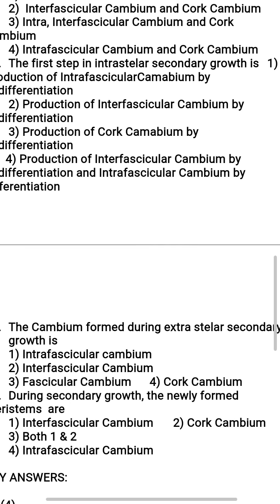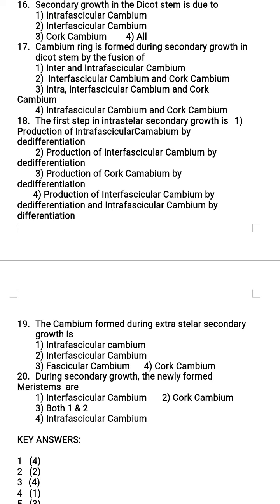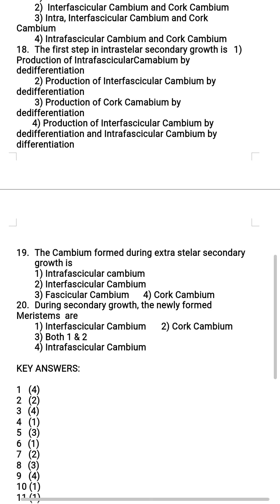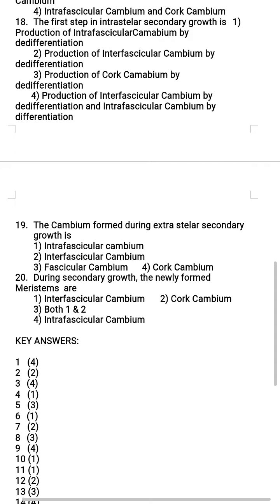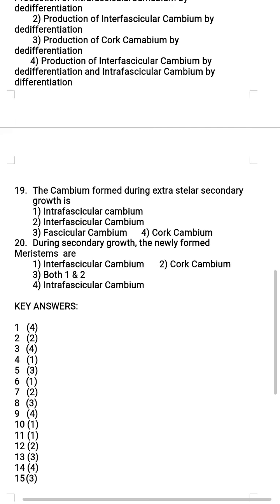Then the 19th question. The cambium formed during extrastellar secondary growth is: first option, intrafascicular cambium; second, interfascicular cambium; third, fascicular cambium; fourth, cork cambium. So let's see the correct answer and explanation for this question. The correct answer is cork cambium, option 4. Then the explanation. Let us see a detailed explanation for the 19th question.